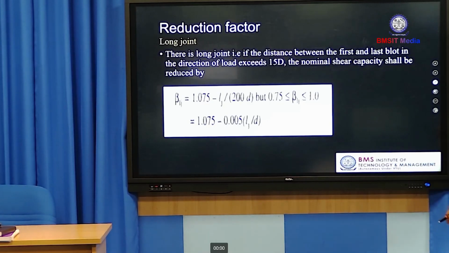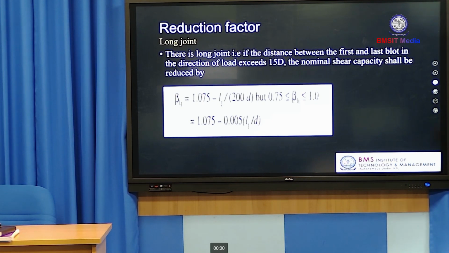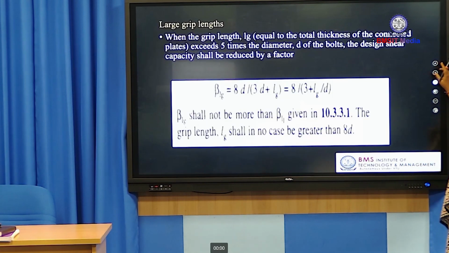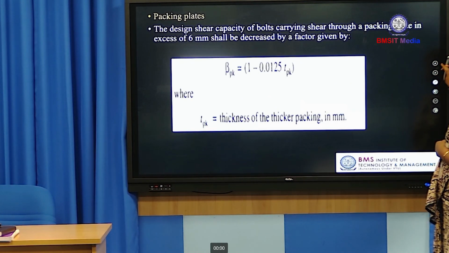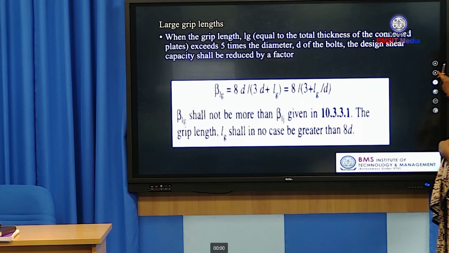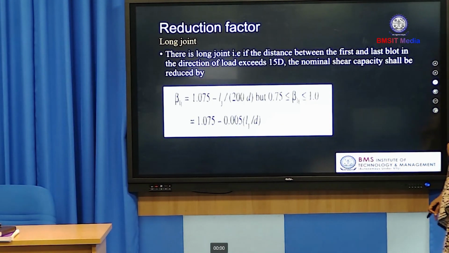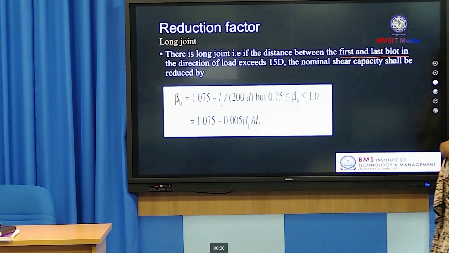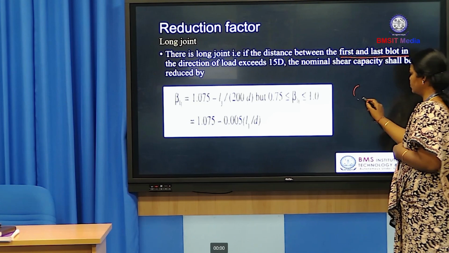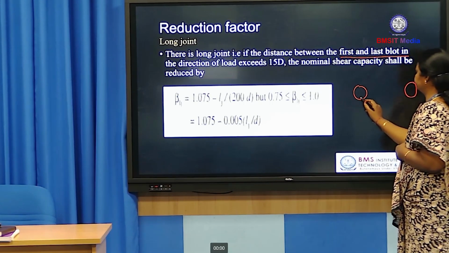Next, while finding the shear capacity of the bolt, we have to consider another 3 terms. The first one is long joint, another one is large grip length, and packing plates. Based on the condition, some reduction factors we have to apply while finding the shear capacity of the bolt. The first one is long joint. What is this? A long joint is when the distance between the first and last bolt in the direction of the load exceeds 15D.